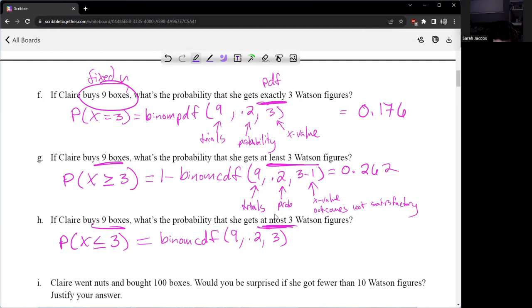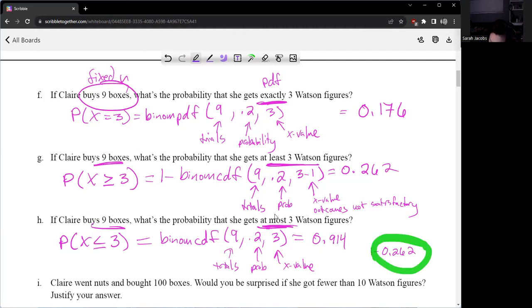So we've got 9 trials. Oh, got a label. This is the probability, and this is the X value. And that puts us at 0.914. So again, if you were interested, another way you can get there is by doing 1 minus 0.262. This was the probability of getting at least 3.